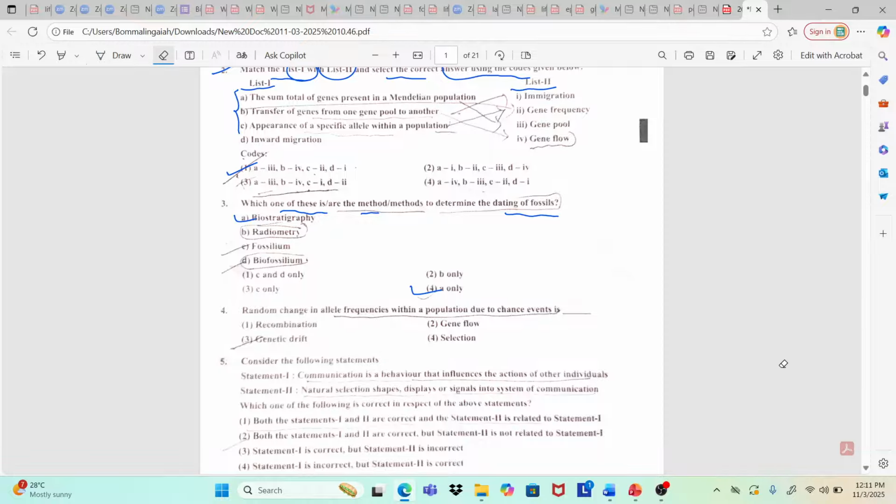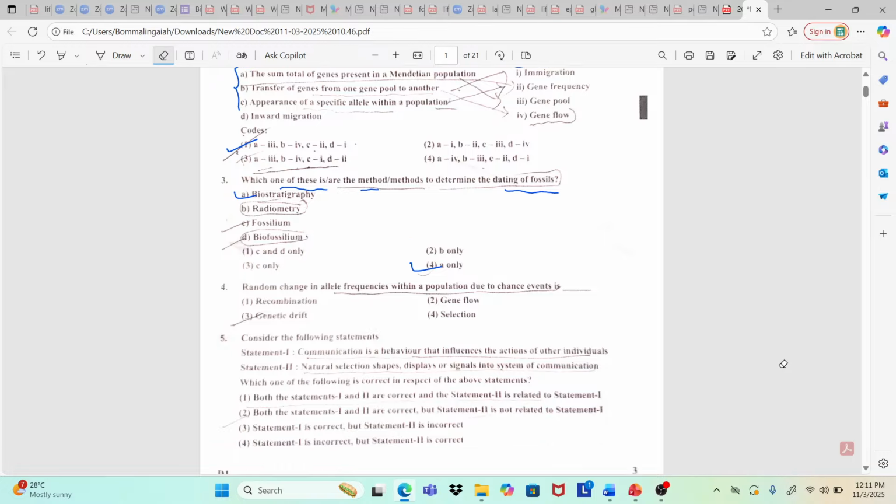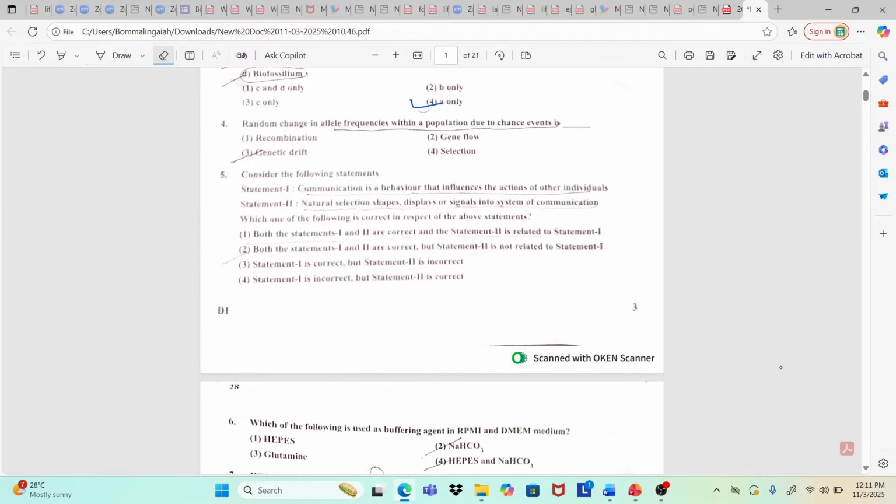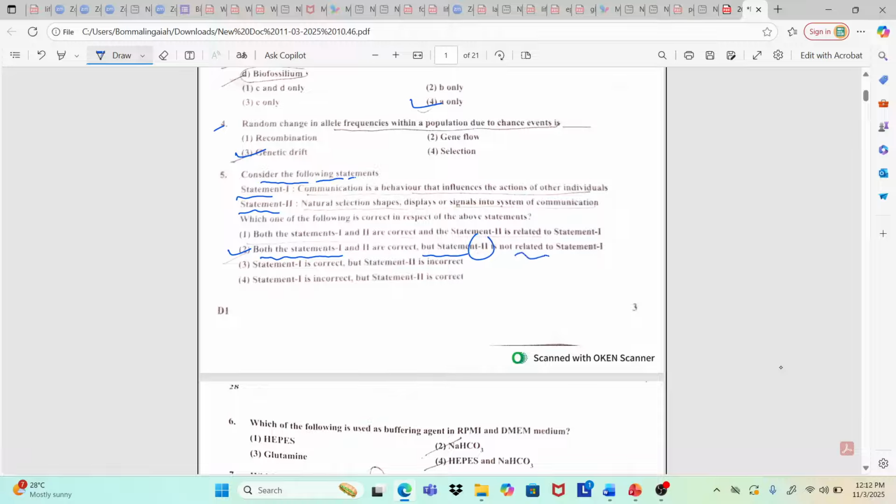Next question. Random change in allele frequencies in a population due to chance events is genetic drift, which is the correct answer. Next, fifth question, consider the following statements. Statement 1 is given, statement 2 is given. The correct option for this question is option number 2. That means both statements 1 and 2 are correct, but statement 2 is not related to statement 1. Okay, next question.